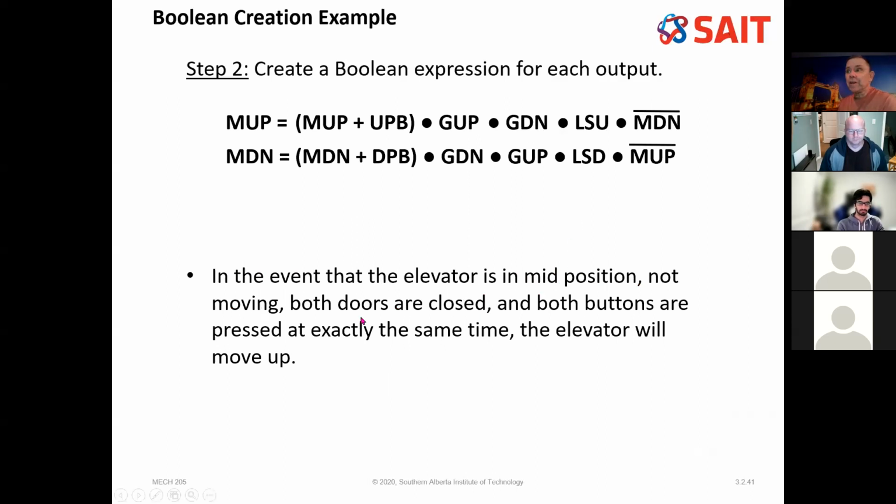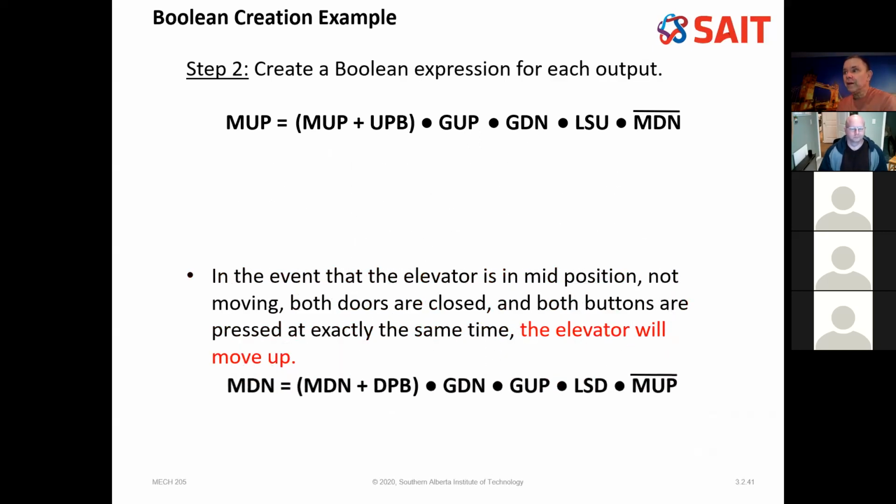Now this criterion here: in the event that the elevator is in mid position, so it's halfway up and not moving, and the gates are both closed, and both the up and the down buttons are pressed simultaneously by the guys on the 2 floors, in that rare instance, the elevator will default to going up. Okay.